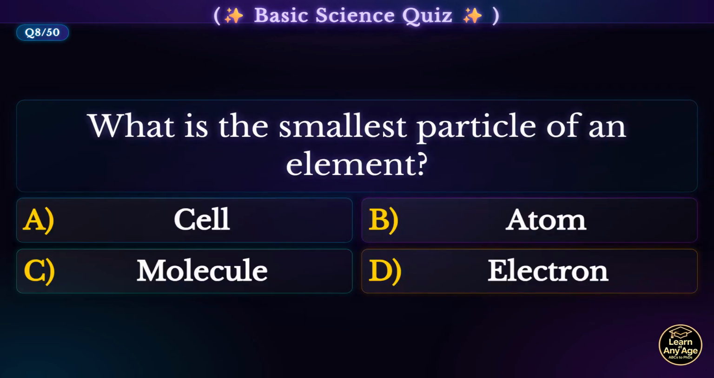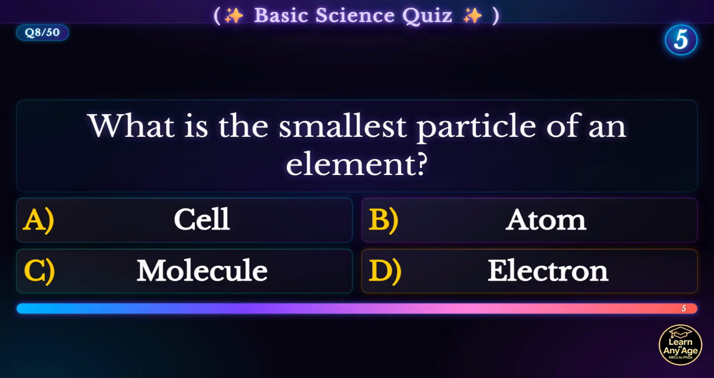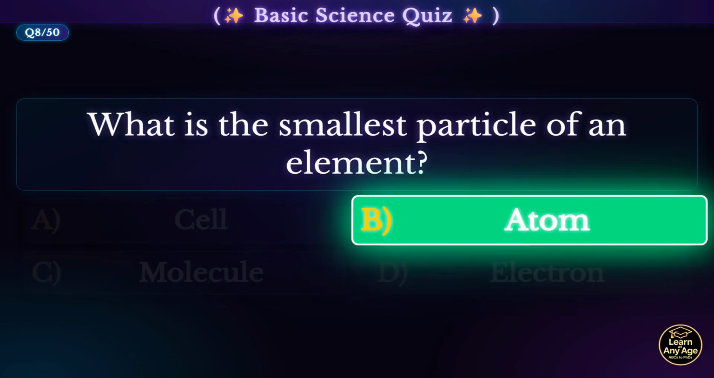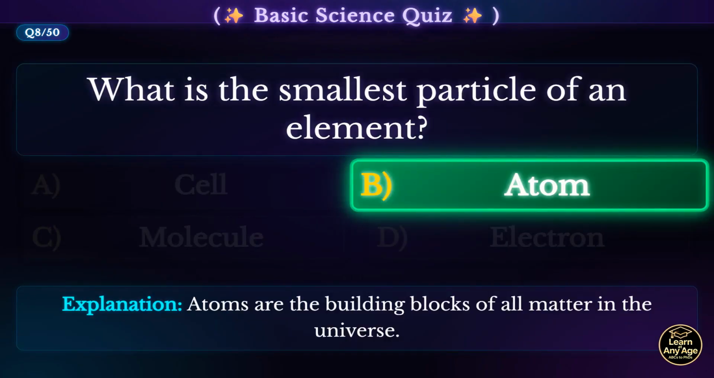What is the smallest particle of an element? Cell, atom, molecule, electron. Atom. Atoms are the building blocks of all matter in the universe.